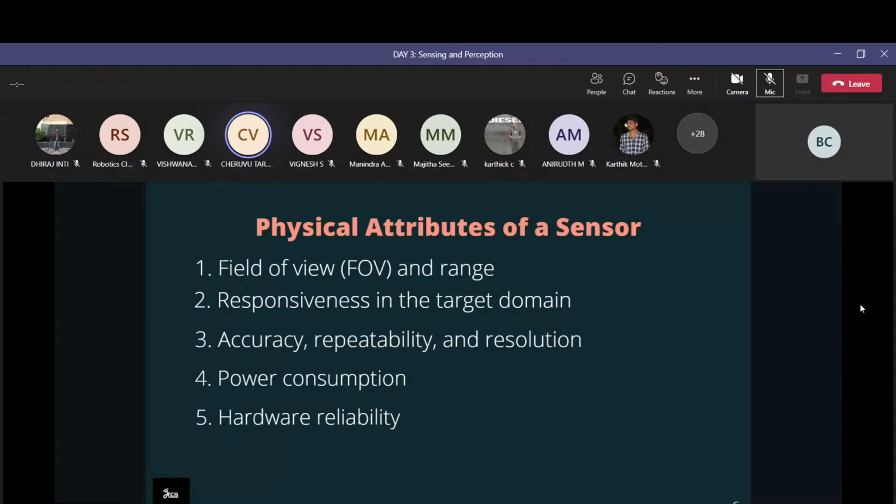So the basic physical attributes of a sensor, guys: field of view is a basic physical attribute of a sensor. Range, you have to determine the range of a sensor. What is the upper limit, how much it can detect? What is the lower limit, how much it can detect? The difference between the upper limit and lower limit is what is called range. So that's the range. Next, responsiveness in the target domain.